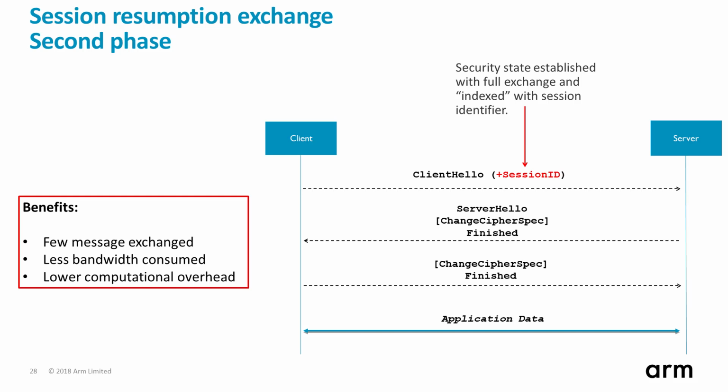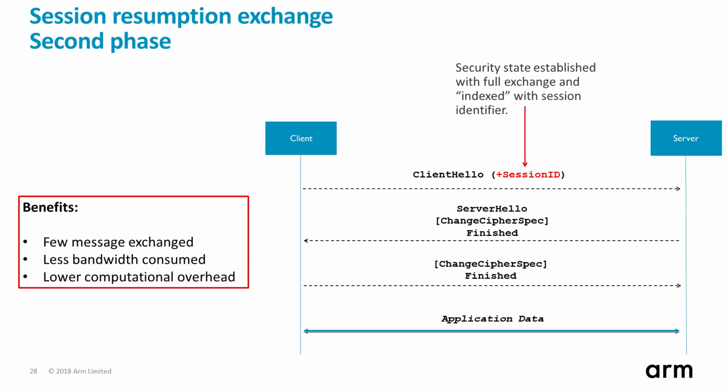So the handshake is abbreviated. As we can see here, the server hello is followed immediately by the change cipher spec and the finished message, and the client does the same without having to exchange any further messages, even though the full exchange required the use of public key cryptography. The benefits are clear. Few messages are exchanged, less bandwidth is consumed, and the computational overhead is minimal since only symmetric key cryptography is used.